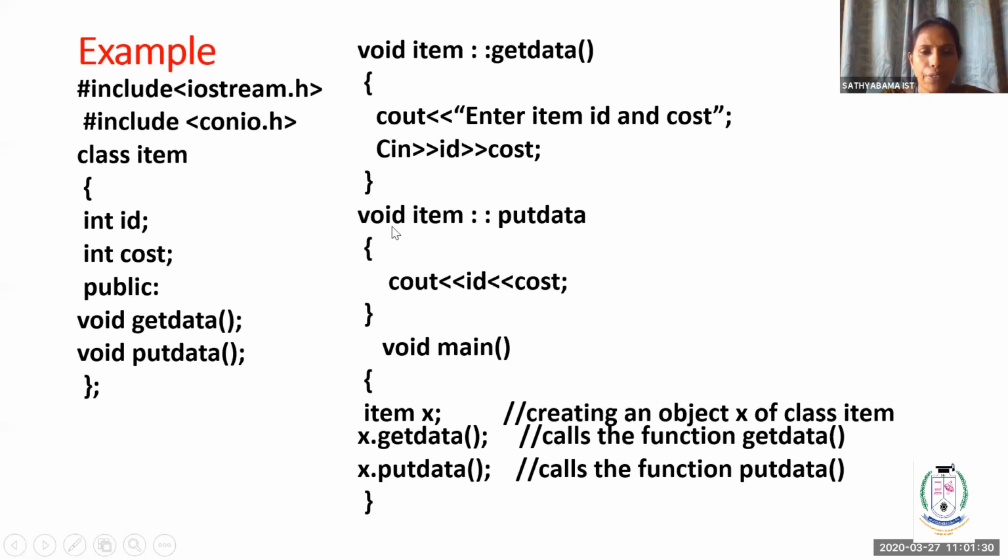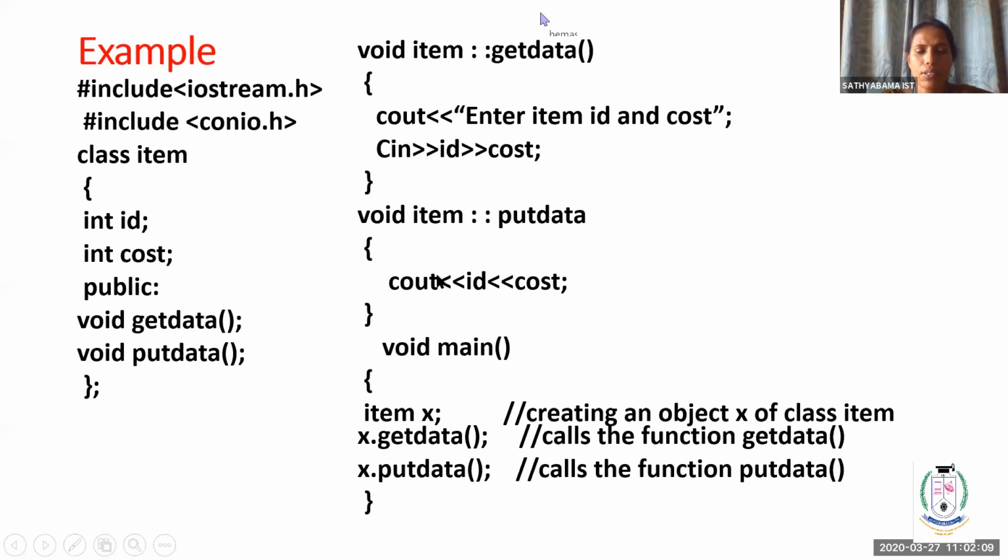Now again you have to define the second function, called putData. We are going to define it. Specify the return type, the class name, the scope resolution operator, and the function name. Now start the putData function. Inside putData, we are going to display the ID as well as the cast we already received, using this cout statement. Now close the putData function also. You may raise the question: how can we access this ID as well as the cast?